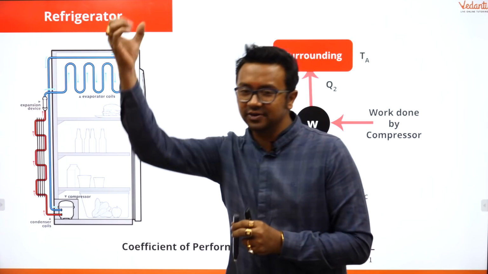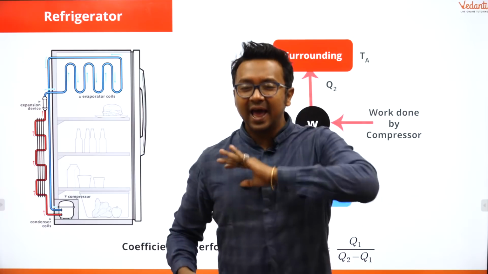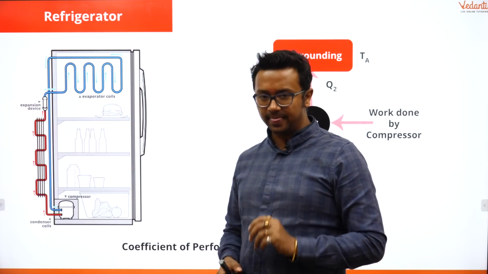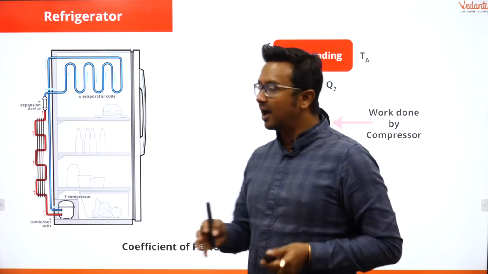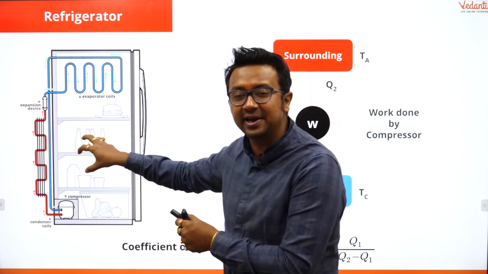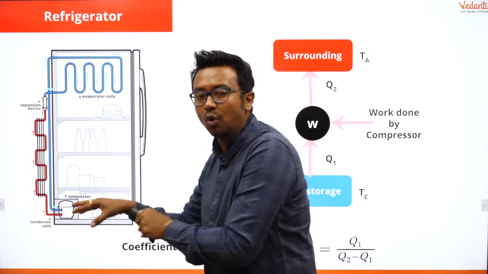हीट इंजन तो हॉट रिजर्वॉयर से हीट एक्सट्रैक्ट करेगा, सम वर्क इट इज गोइंग टू डू टू मूव द पिस्टन, एंड द रेस्ट ऑफ द हीट इट इज गोइंग थ्रू to the external surrounding, or to a cold reservoir. Now here in this refrigerator, the work of the refrigerator is to extract heat from a cold region at a temperature which is very low out there.